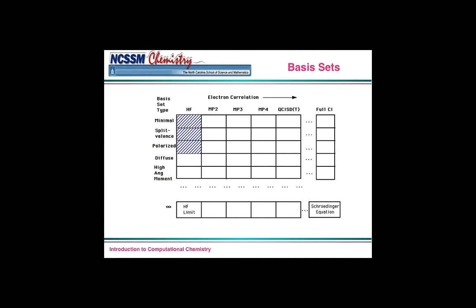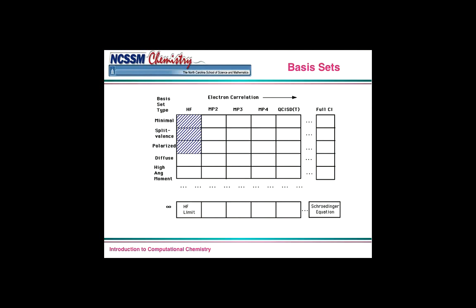So going down the left-hand side there, listing the basis sets, what you see there are some dots, which means there's an infinite number of basis sets that can be used, and one of the big areas of research in computational chemistry is trying to come up with a better basis set.